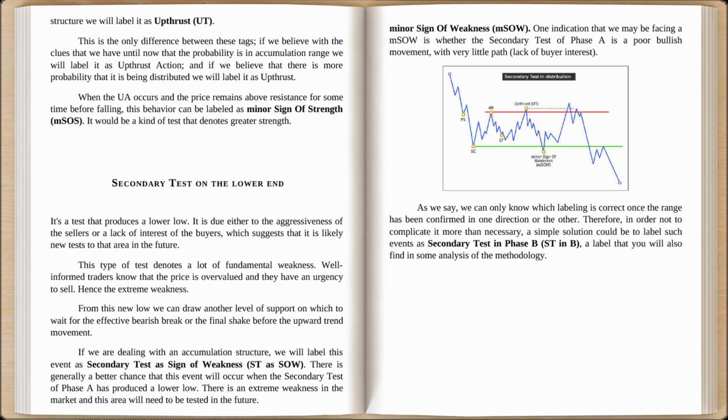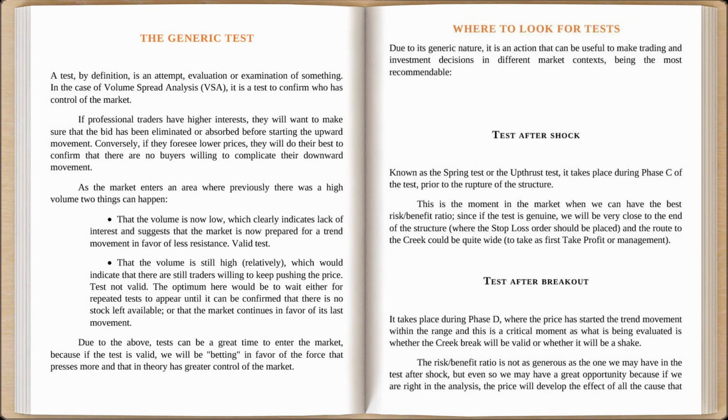As we say, we can only know which labeling is correct once the range has been confirmed in one direction or the other. Therefore, in order not to complicate it more than necessary, a simple solution could be to label such events as secondary test in phase B, ST in B, a label that you will also find in some analysis of the methodology. The generic test.